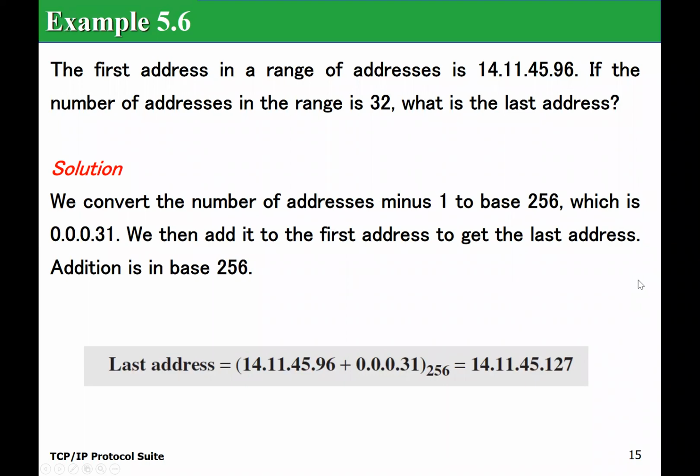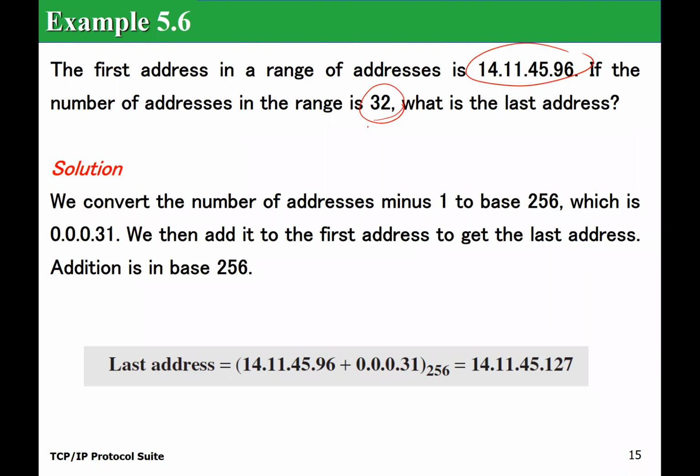Okay. Another example. The first address in the range is 14.11.45.96, and the number of addresses is 32. So that's the range: I have 32 addresses, and the first IP address is this one. So how will you know what the last IP address is?